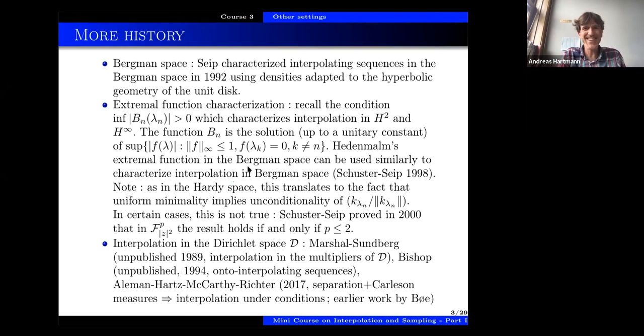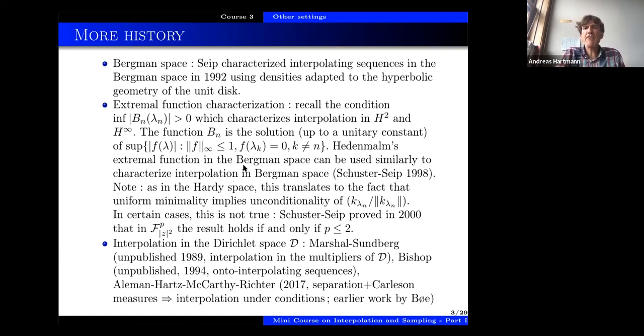Here is more. I recall Seip's paper from '92, which is a very important paper, as also mentioned yesterday by Charlie Groshenik, who characterized interpolating and sampling sequences in the Bergman space using densities. Densities might appear somehow difficult to compute, but normally you should be able to compute them because you are counting points and you relate the number of points to area and so on. So this should be possible.